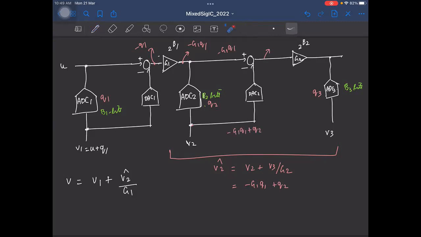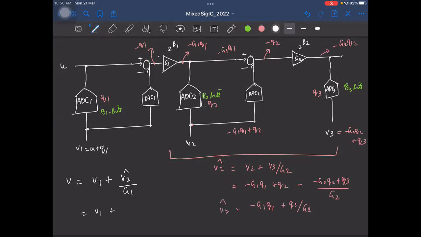I'll subtract these two. What do we get? Minus Q2, right? So this essentially will be minus Q2. So this is minus G2 Q2. So V3 is minus G2 Q2 plus Q3, right? So you do this, V3 is minus G2 Q2 plus Q3. I'll divide by G2. So the output is simply minus G1 Q1 plus Q3 by G2. Is that okay? So this is my V2 hat.